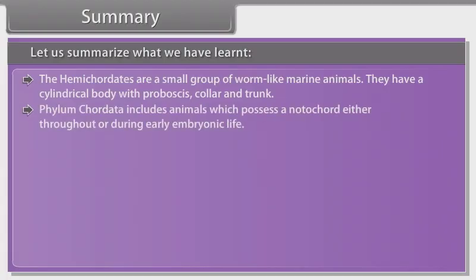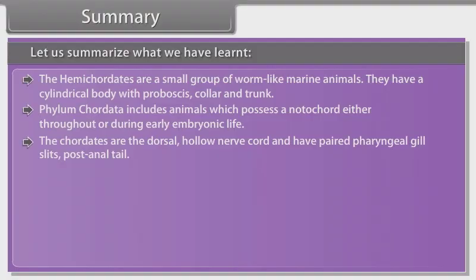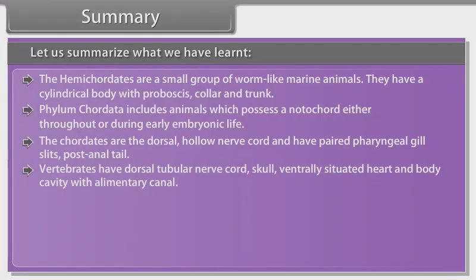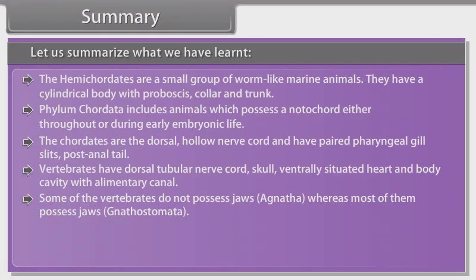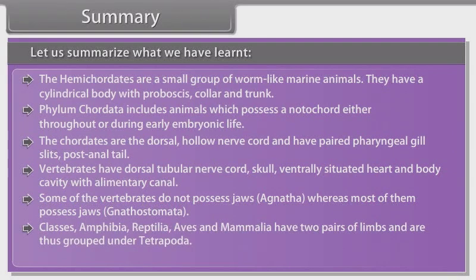Phylum Chordata includes animals which possess a notochord either throughout or during early embryonic life. The chordates have a dorsal hollow nerve cord, paired pharyngeal gill slits, and a post-anal tail. Vertebrates have a dorsal tubular nerve cord, skull, ventrally situated heart and body cavity with alimentary canal. Some of the vertebrates do not possess jaws, Agnatha, whereas most of them possess jaws, Gnathostomata. Classes Amphibia, Reptilia, Aves and Mammalia have two pairs of limbs and are thus grouped under Tetrapoda.